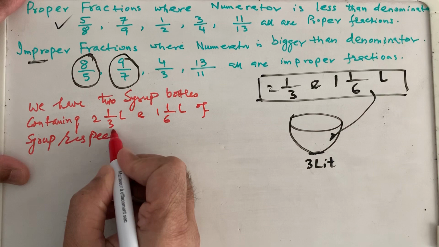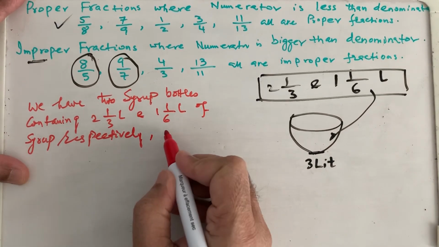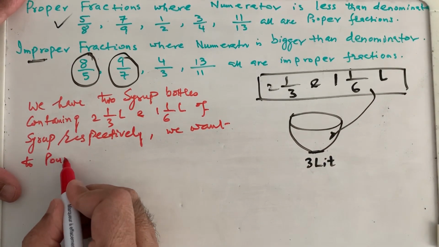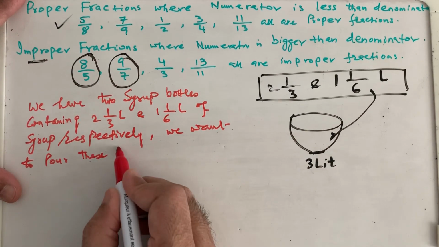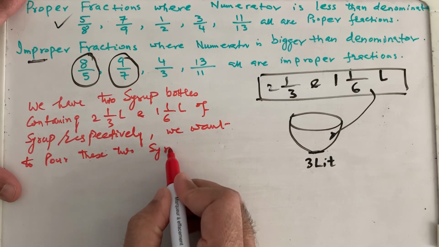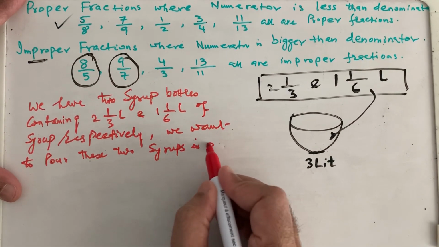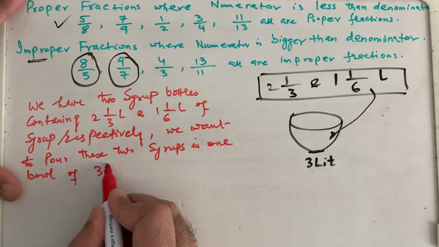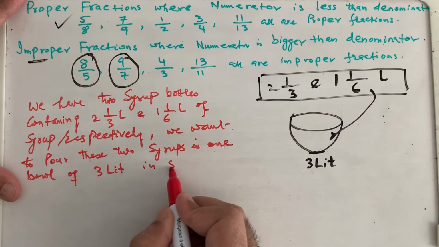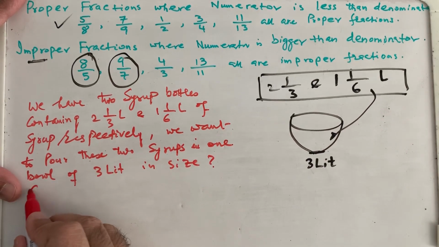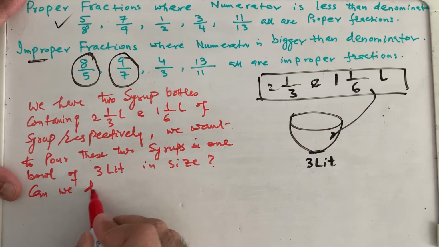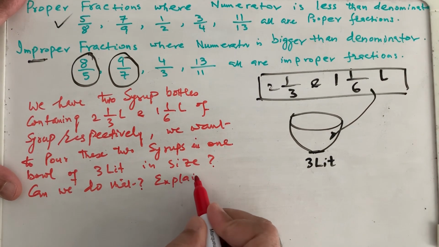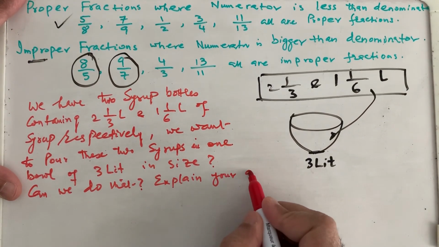What do we want to do? We want to pour these two syrups in one bowl of 3 liters in size. Can we do that? Explain your answer.